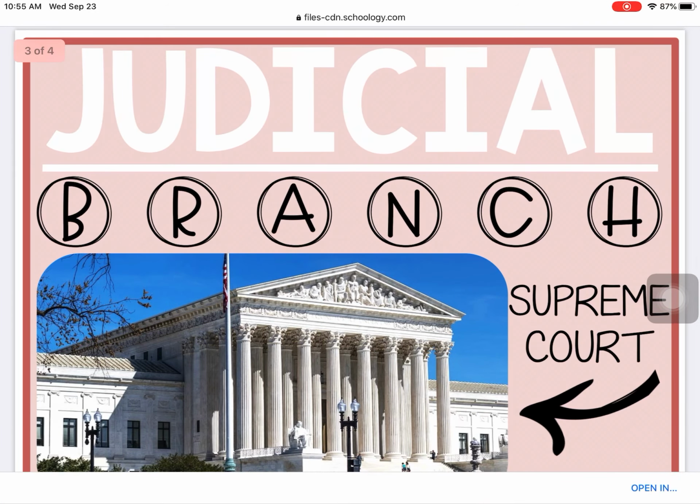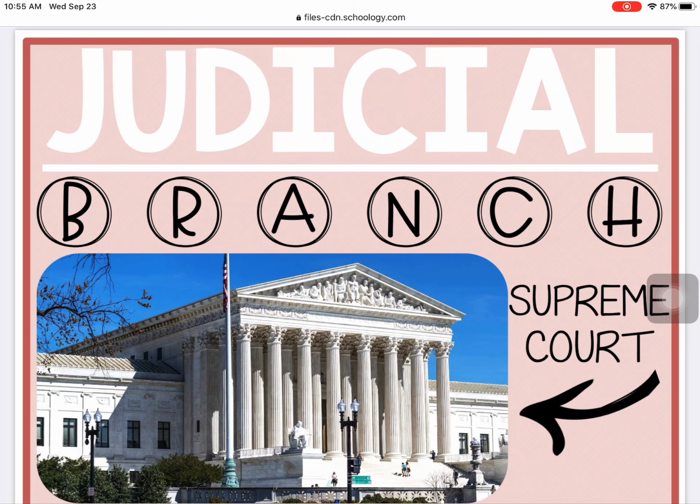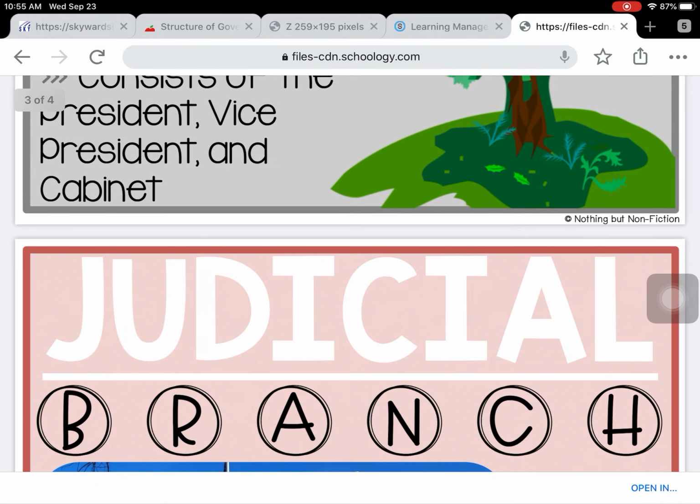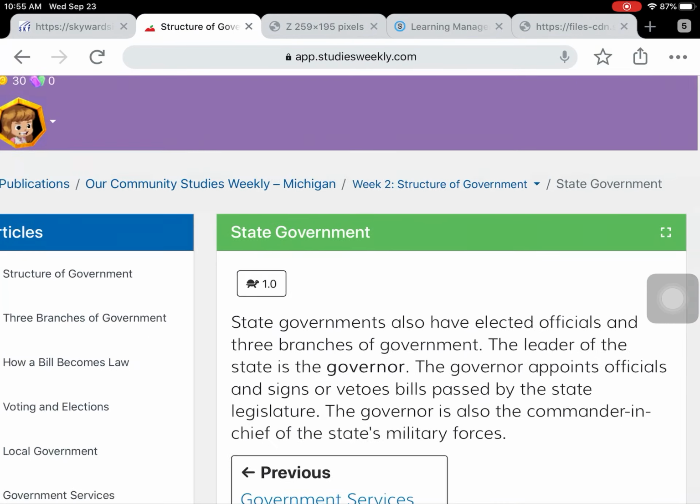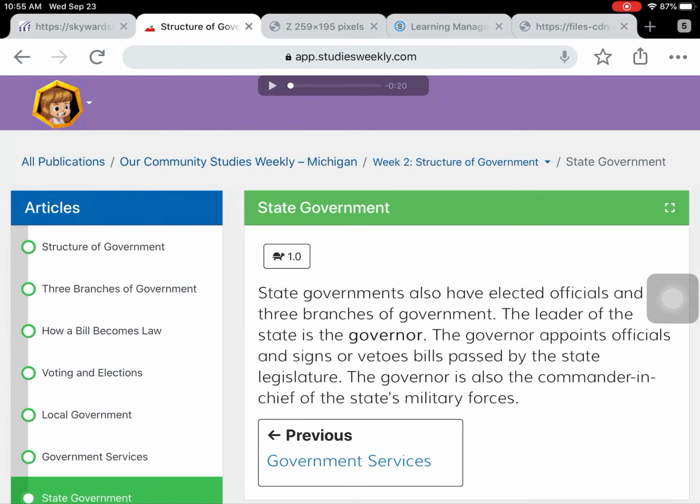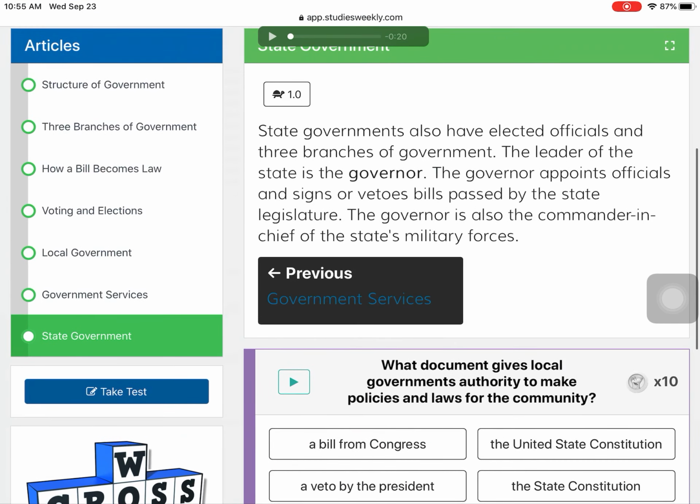And lastly, we also have our judicial branch, which is going to be our different courts throughout Michigan. We also have a Michigan Supreme Court, where the cases in Michigan can go to at the highest court of just Michigan. So again, in our state, we also have our three branches of government.